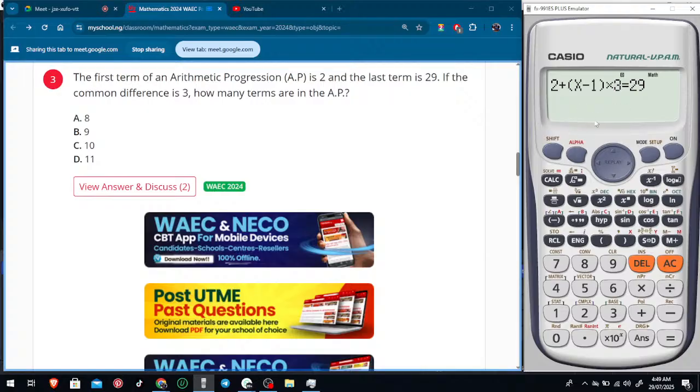Please, are we on the same page? Yes. Okay, so press shift CALC. You see solve for x, then you press equal to. Are we okay? Yes, sir. Nice.